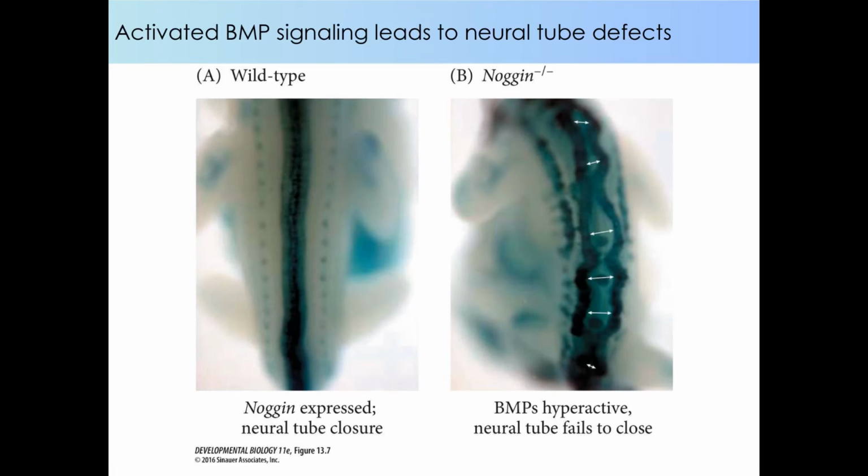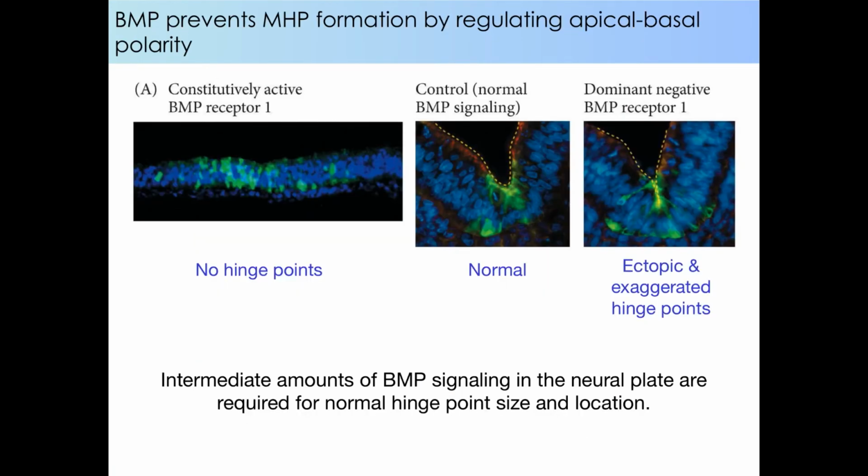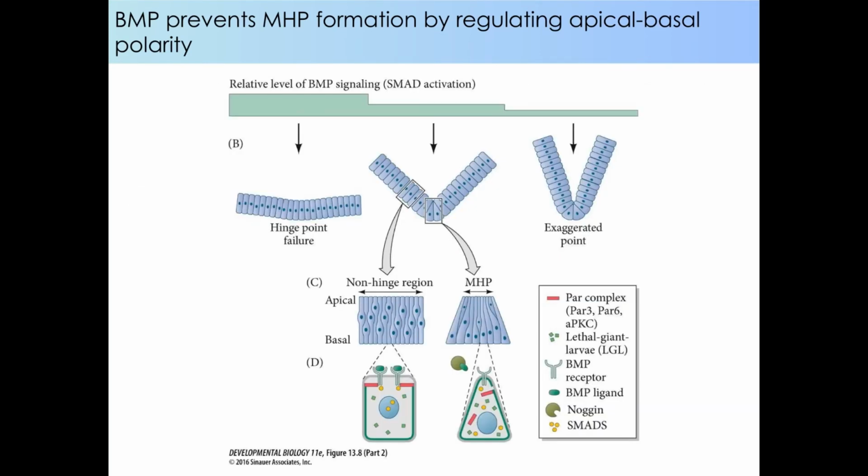But it's actually not that simple. Because as it turns out, expressing a BMP receptor that cannot be activated, so a dominant negative receptor, leads to the formation of exaggerated hinge points and also ectopic hinge points, so hinge points that form at locations where they should not form. On the other hand, expressing a BMP receptor that is always active, even in the absence of BMP, prevents the formation of hinge points. So intermediate amounts of BMP signaling in the neural plate are required to ensure that hinge points form and that they form only at the correct locations and that they have the appropriate shape. And these results are represented in this figure as well.